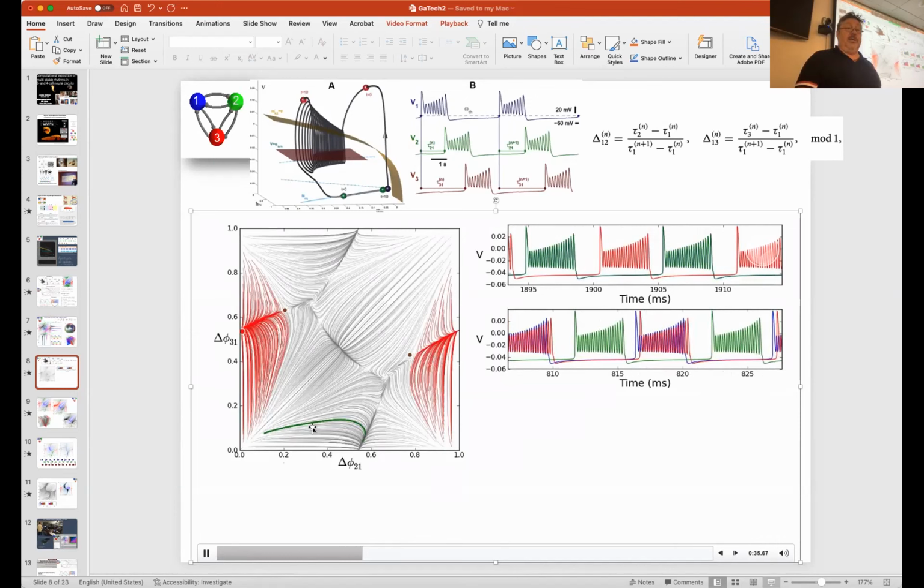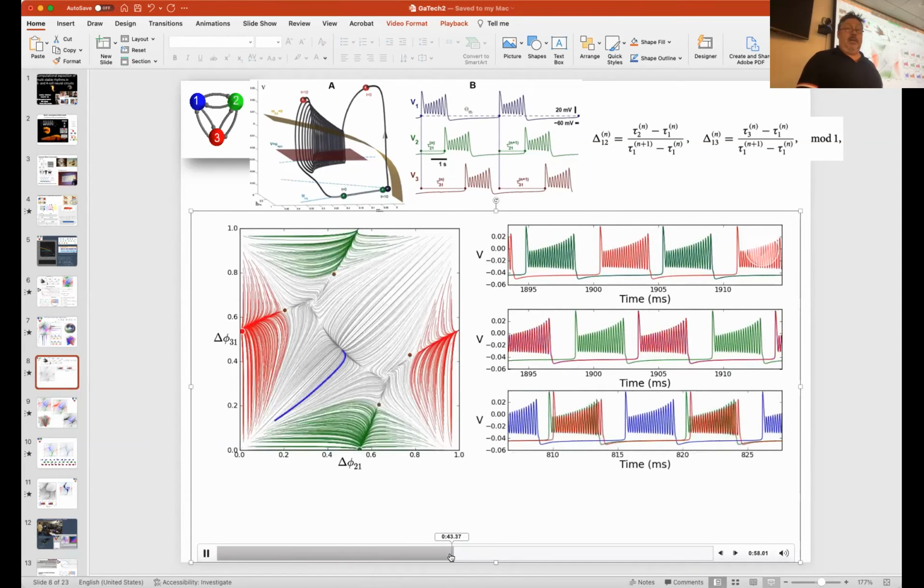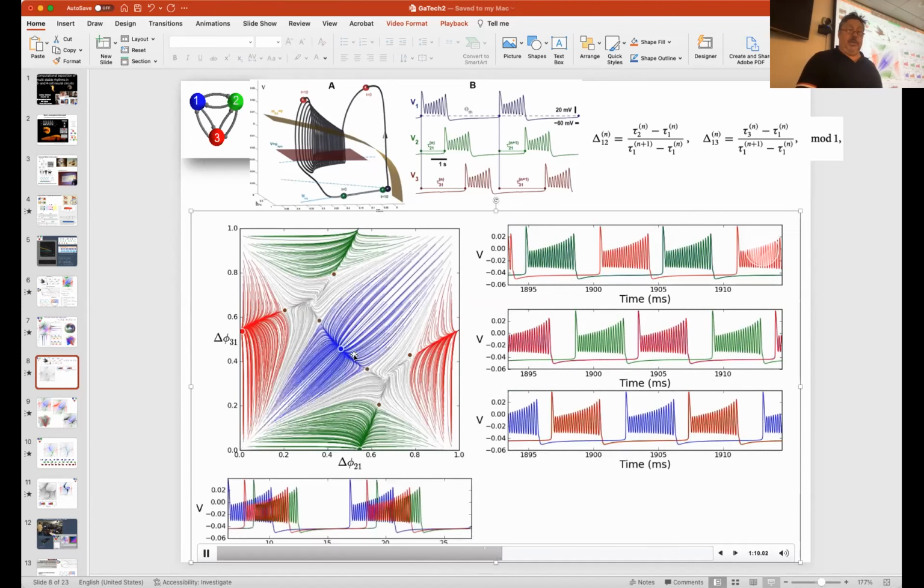Now you pick another initial condition, right? And then you see the green trajectory that bends to this point, okay? And then you have another fixed point, okay? And then you run another initial condition, and it converges to the blue point in the middle, and its coordinates are 1/2 and 1/2, which means the blue cell bursts in anti-phase with the other two cells of the network.